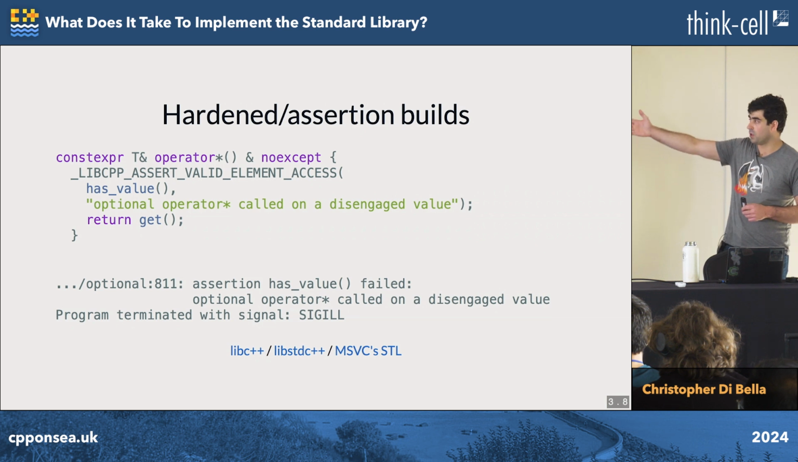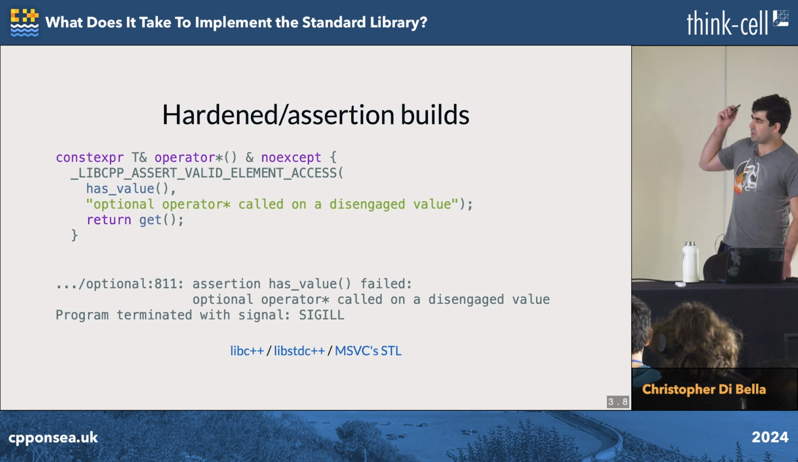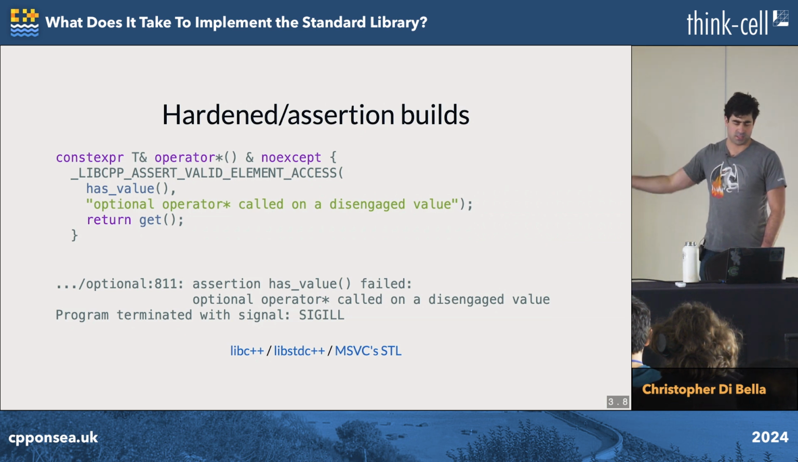And this is an example of how libc++ does it by asserting when has_value is false, and then the program just crashes. In order to turn that on, you would enable a flag that talks about hardening mode for libc++, and for libstdc++, I think it's called assert mode. When the slides are available, you'll be able to click on the links that are at the bottom of this slide. That'll take you to how to get this sort of stuff on.